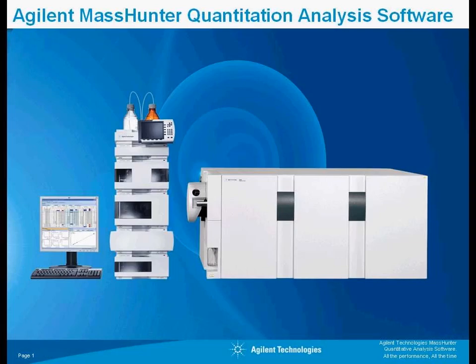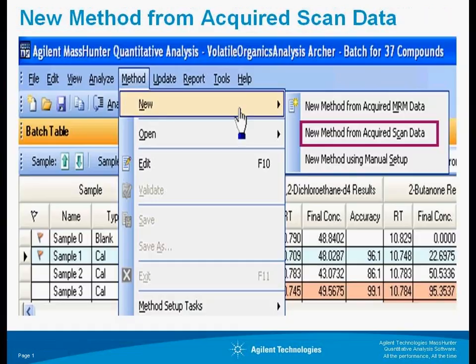An exciting new feature, create method from acquired scanned data. Now this can be useful in the case of a triple quad, for the situation where you're trying to figure out the compounds or potentially check your method to make sure that those compounds are correct for the quantitation method. So in your method menu you will see new method from acquired scanned data.